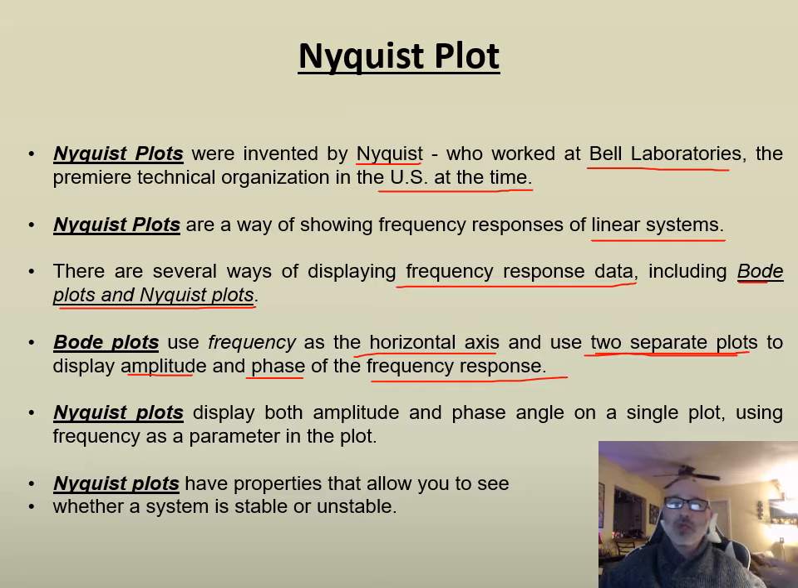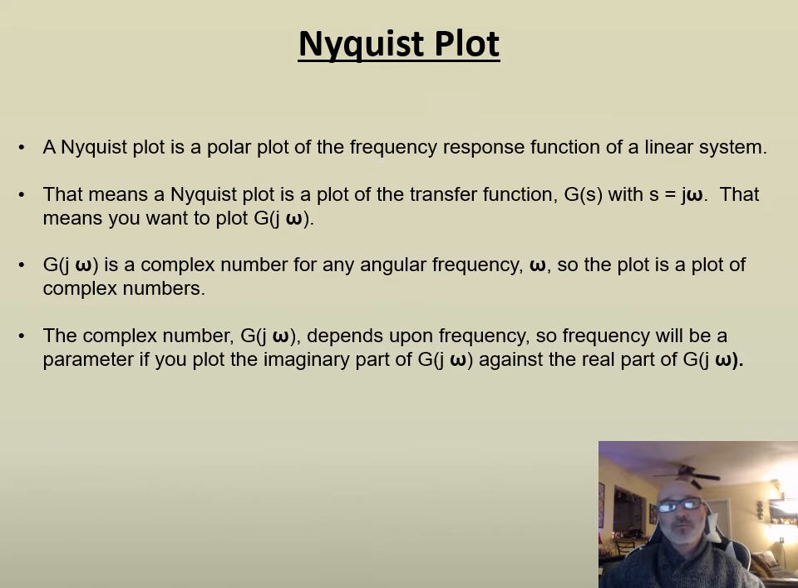as we briefly discussed earlier, to display the amplitude and the phase of the frequency response. And sometimes it's important to look at those separately. You can vary them for different desired outputs or different requirements of your systems. Whereas our Nyquist plots display both amplitude and phase on a single plot, using frequency as a parameter in the plot. So our Nyquist plots have properties that allow us to see whether a system is stable or unstable.